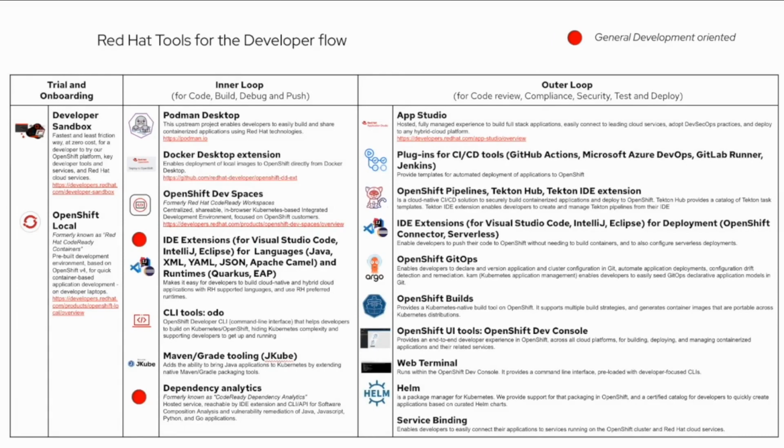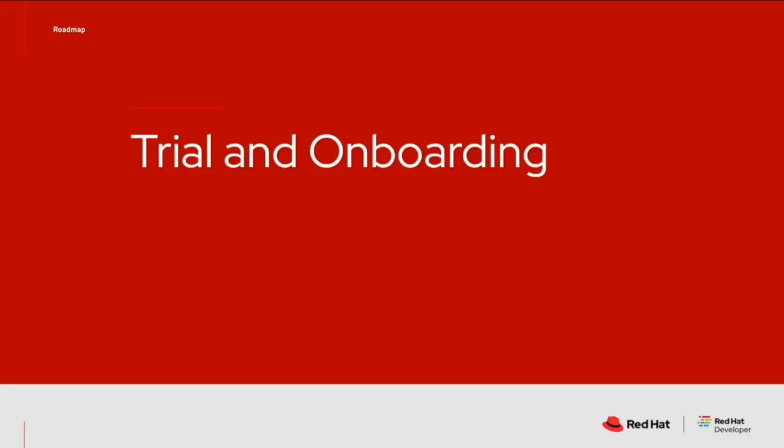And then for the outer loop, there are various offerings where it comes into tooling that you could use for running your pipelines, for automation, for deployment to the environments. Also tooling that plugs into your existing systems if you have automation frameworks like other CI/CD tools, and end-to-end user experiences that you can run on top of OpenShift. So let's get into the trial and onboarding.